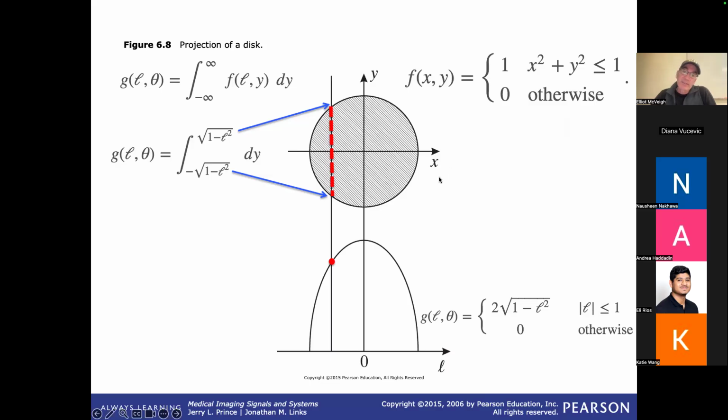And by the symmetry of this thing, you know that at every angle this is what the projection looks like. We just rotate it around. It's exactly the same. What was the other thing about this? I think that's it.